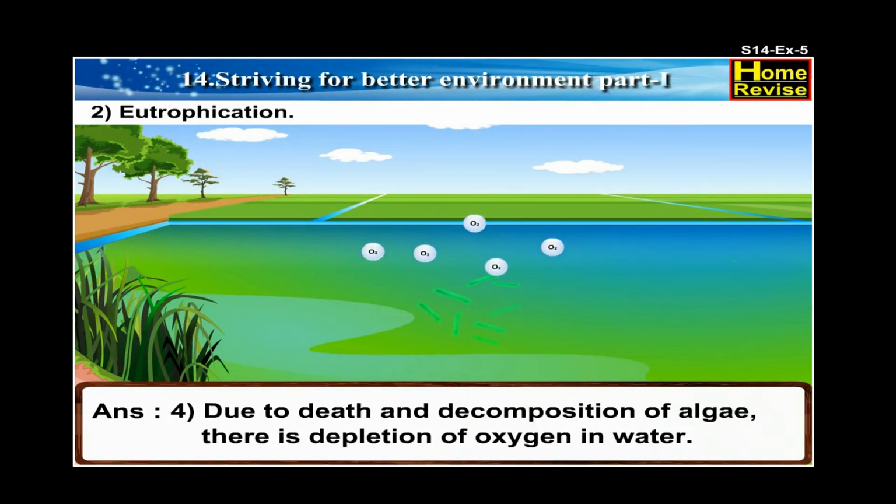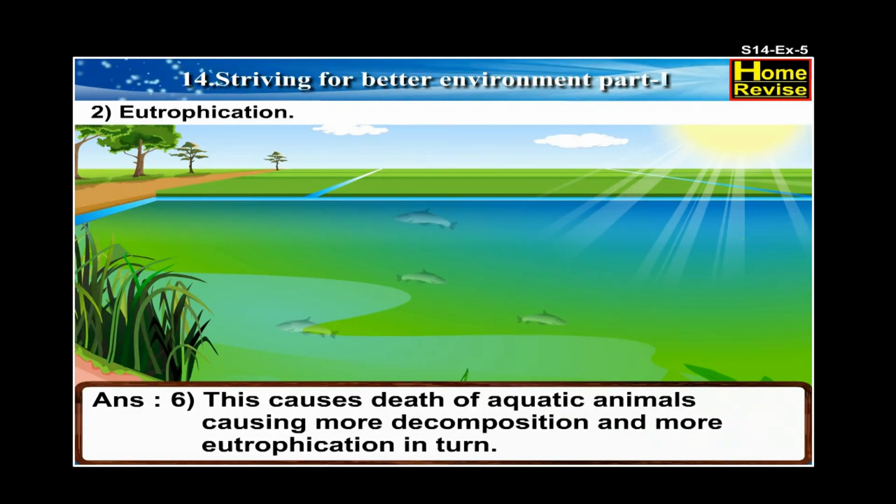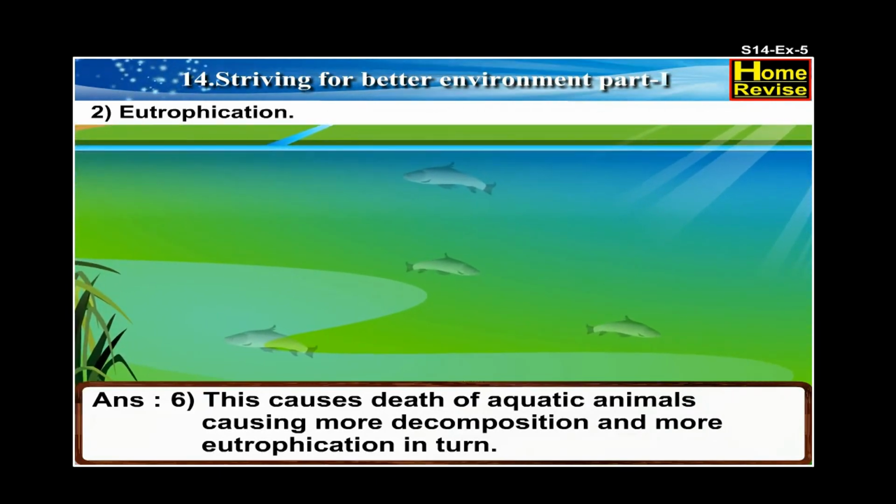4. Due to death and decomposition of algae, there is depletion of oxygen in water. 5. Algal bloom further blocks penetration of oxygen, light and heat into the water body. 6. This causes death of aquatic animals, causing more decomposition and more eutrophication in turn.